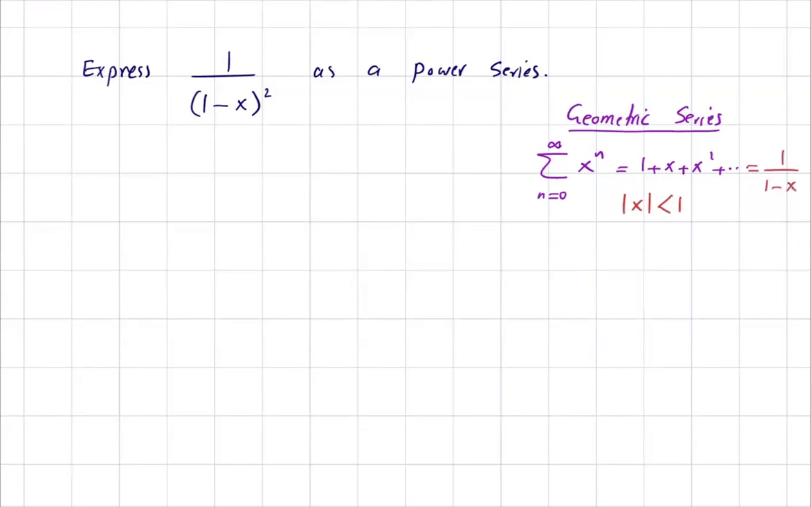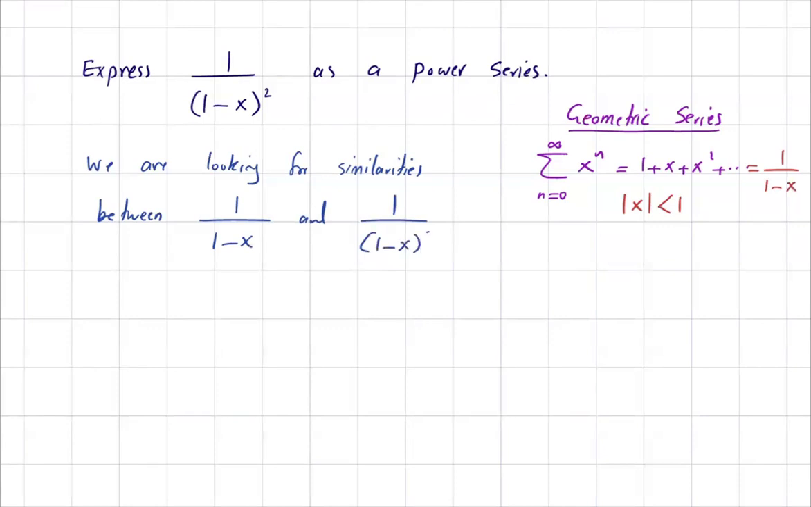So we're going to use this information. What is the similarity between 1 divided by 1 minus x and 1 divided by 1 minus x to the second power? We are looking for similarities between 1 divided by 1 minus x and 1 divided by 1 minus x squared. Similarities, or finding some kind of relation between these two. Go back to elementary calculus.